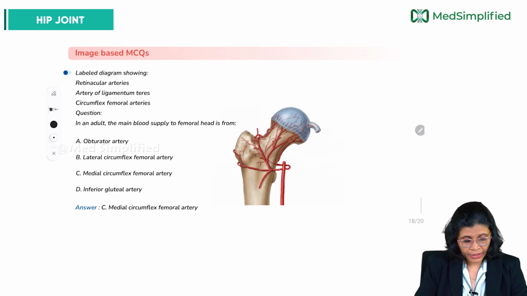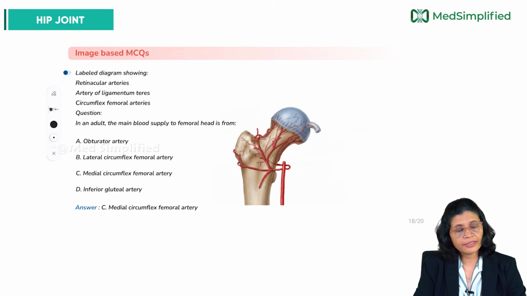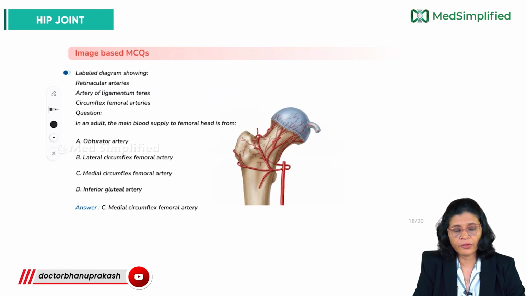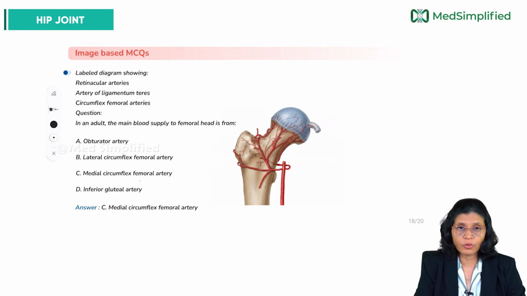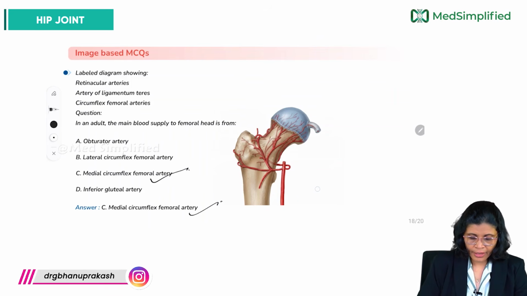Labeled diagram showing retinacular arteries, artery of ligamentum teres, circumflex femoral arteries. Question: in an adult, the main blood supply to the femoral head is from? We learned that the retinacular arteries as well as the acetabular arteries are branches mainly of the medial circumflex femoral artery. The obturator artery gives some, but mainly it is from the medial circumflex femoral artery. So this artery gives both retinacular as well as acetabular arteries. So the right choice will be medial circumflex femoral artery.